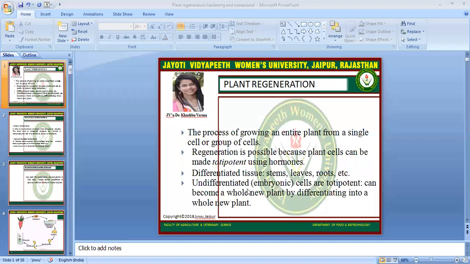Differentiated tissues like stem, leaves and roots are basically used as an explant, and there are two terms: differentiated tissues and undifferentiated cells. Differentiated tissues are specified and have made some organ like stem, root, leaves, etc. But undifferentiated cells are totipotent. They have the ability to produce a complete plant and can become a whole plant by differentiating into a new whole plant.